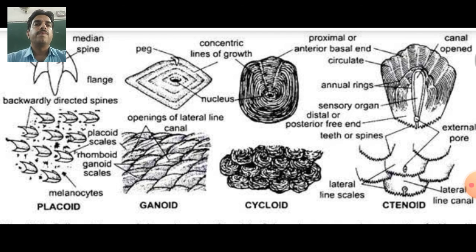Then the cycloid scales, which are characteristic of carps, with concentric lines of growth, which are useful in determination of the age of a fish. And then the last one is ctenoid scales, which are present in modern fishes. And that's all about the scales of fishes, which are dermal in origin.